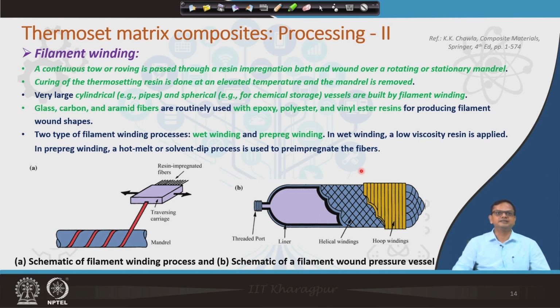The next one is filament winding, which has a lot of applications. It is extremely famous for making cylinders and pipes, GRP pipes, glass reinforced plastic pipes, and huge storage tanks where temperature is not a factor. Those kinds of tubes and cylinders are made by filament winding.